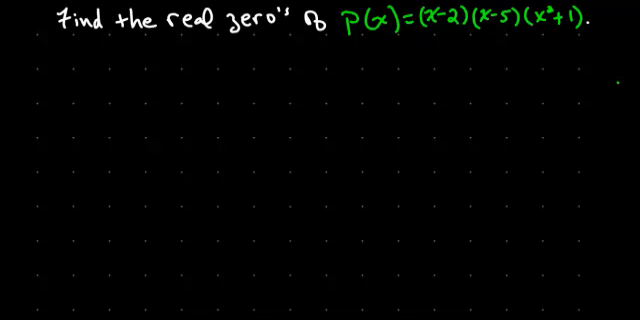In this video, I'm going to be doing a couple more problems involving polynomials. Here we have a polynomial, p of x equals the product of x minus 2, x minus 5, and x squared plus 1. And we want to find the real zeros.